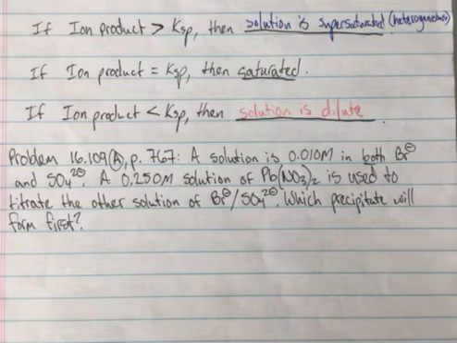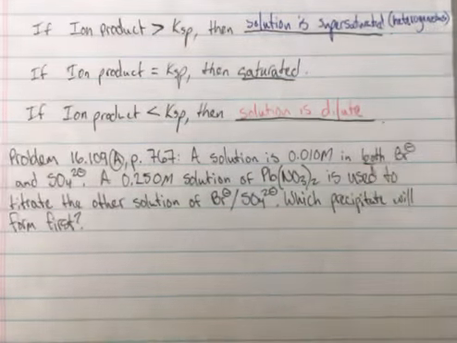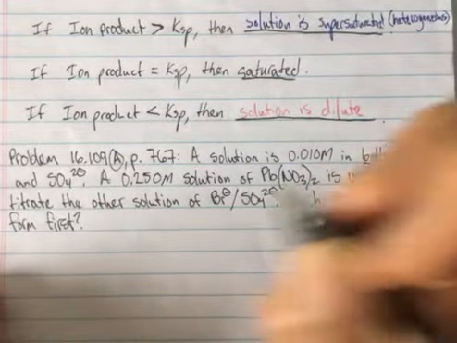Let's just deal with A. This is on page 767. So it says a solution is 0.10 molar in both Br minus and SO4 2 minus concentration. A 0.25 molar solution of lead nitrate is used to titrate the other solutions of Br minus and SO4 2 minus. And it says which precipitate will form first. Okay, so we have two different possible precipitates we can form here.